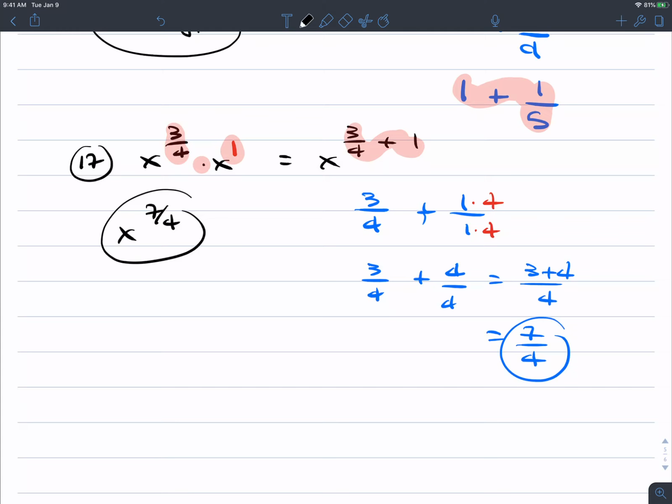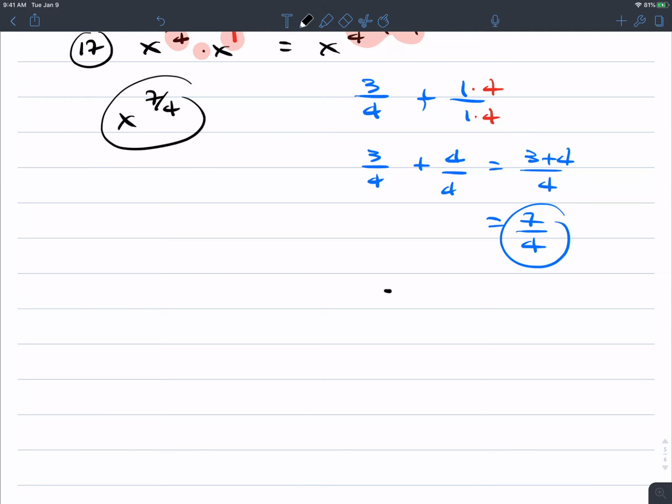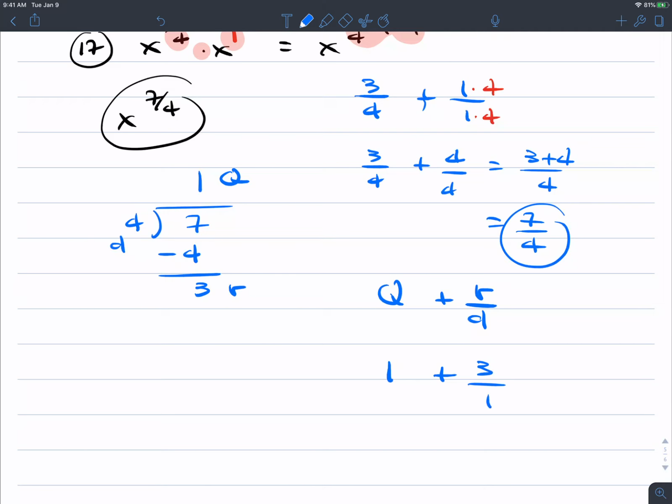And then you guys know the power is what? It's improper, right? So we have to write it as a mixed number if we want to put it in radical form. So for the mixed number quotient plus remainder, bring out your division algorithm, right? 4 goes into 7, how many times? Once. 1 times 4 is 4, subtract you have 3. So you get the quotient and remainder. So what is this? 1 plus 3/4. So 7/4 is 1 plus 3/4 as a mixed number.